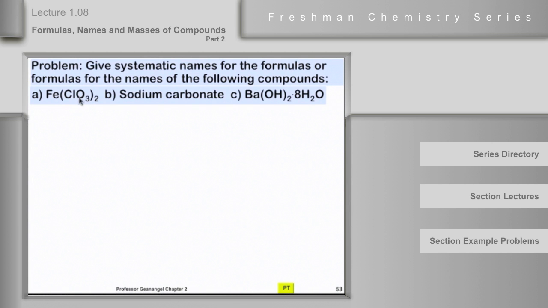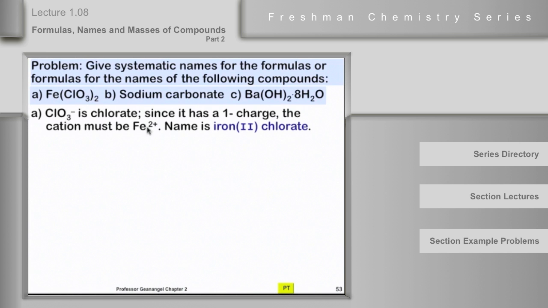Chlorate, isn't it? And what charge did it have? -1. So 2 of them would have -2, so this must be iron 2 chlorate. Notice it's not iron 2 dichlorate. That's redundant. Iron 2 has all the information you need, so that iron 2 chlorate would have this formula, FeClO3 taken twice. Okay, questions on that one?